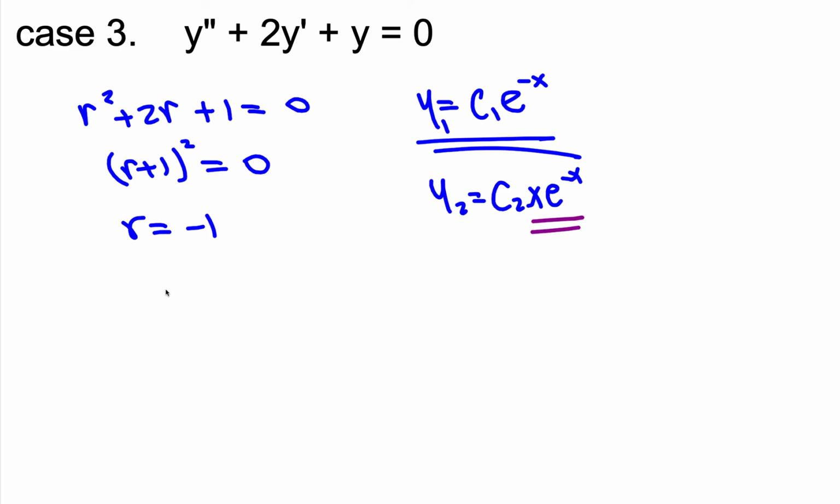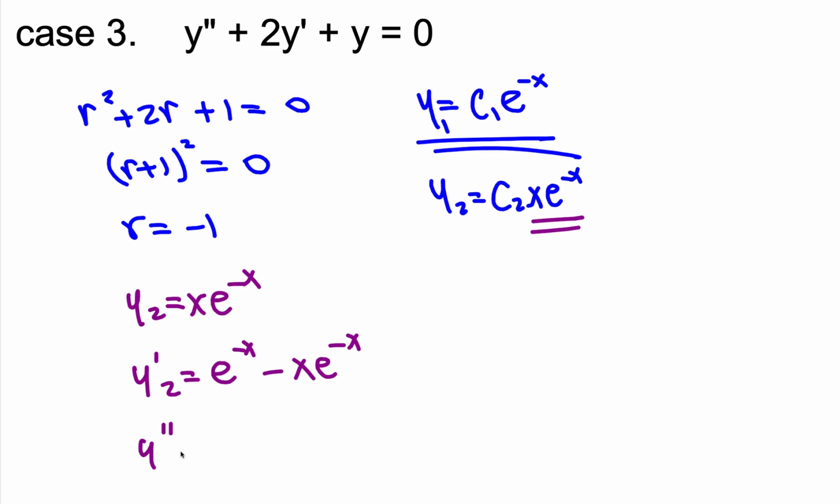So we're going to get y sub 2 is equal to x e to the negative x, and y prime sub 2 becomes, derivative of x becomes e to the negative x, and then minus the derivative of e to the negative x, the negative sign comes to the front, negative x e to the negative x. And y double prime sub 2, the derivative of this one becomes negative e to the negative x, and the derivative of this one is the negation of this, so we get plus x e to the negative x, and then minus e to the negative x.